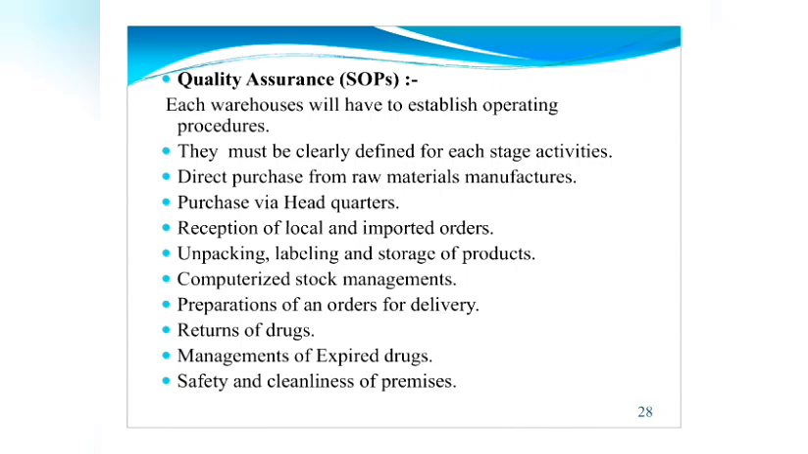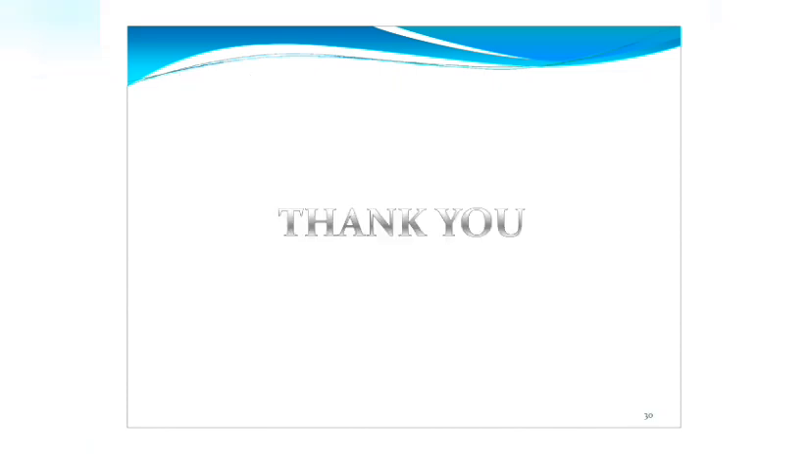Quarantine material. Quality assurance SOPs. Each warehouse will have to establish operating procedures. They must be clearly defined for each stage of activities: direct purchase from raw material manufacturer, purchase via headquarters, reception of local and imported orders, unpacking, labeling and storage of product, computerized stock management, preparation of an order for delivery, return of drugs, management of expired goods, safety and cleanliness of premises. Thank you.